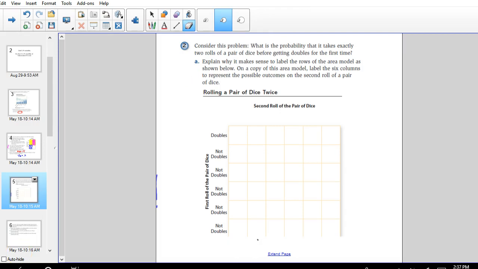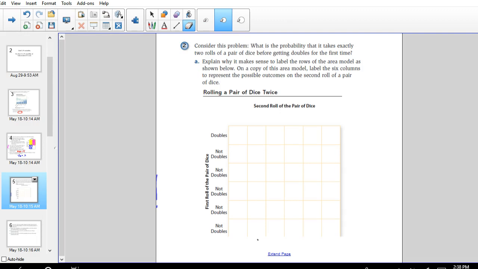What is the probability that it takes exactly 2 rolls of a pair of dice before getting doubles for the first time? So here, we're going to label this area model, and for A, we're supposed to explain why it makes sense to label the rows as shown, and then we also need to label the columns.